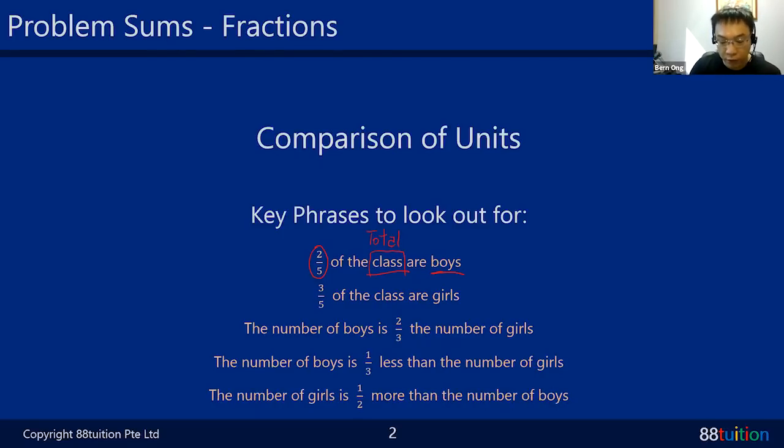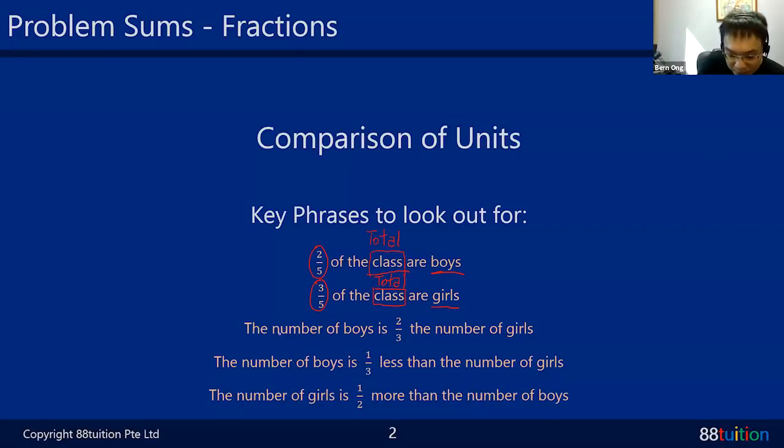They say 2/5 of the class are boys. You have seen this before. Down here, another statement: 3/5 of the class. Very similar statement. The class here, once again, is representing your total, but this time around, they are talking about girls. I'm just trying to show you that all these key phrases are very common. You have definitely seen them before.